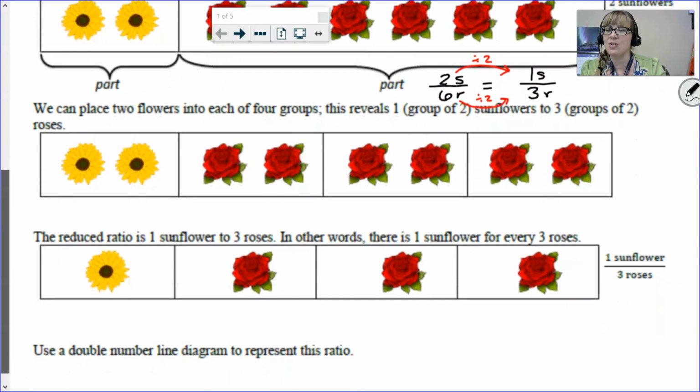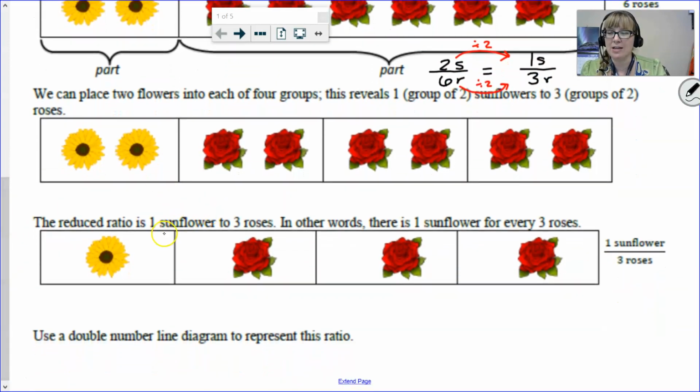And that helps us understand what we're doing when we're simplifying. If I decide to just have 1 sunflower, that's fine as long as I have just 1 sunflower and just 1 rose in each of the groups. Again, we can see that modeled here, 1 sunflower over 3 roses.